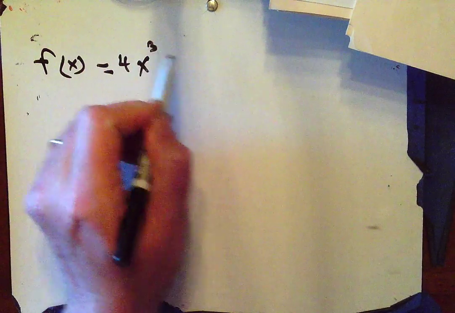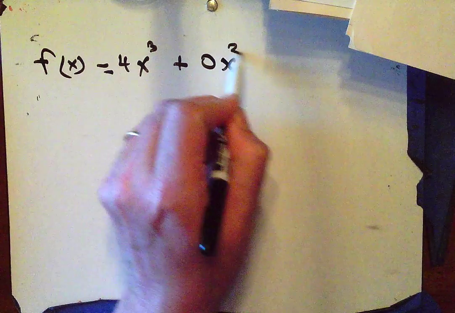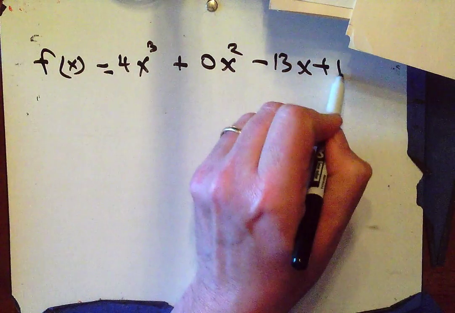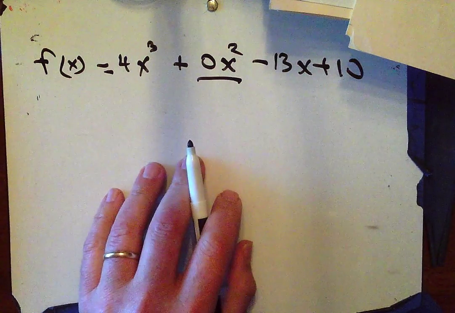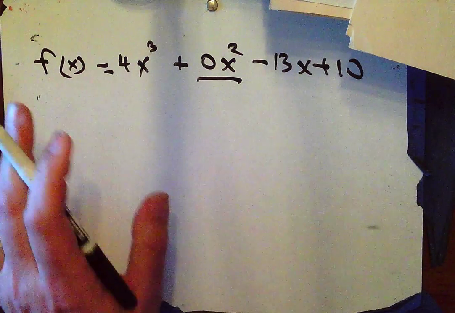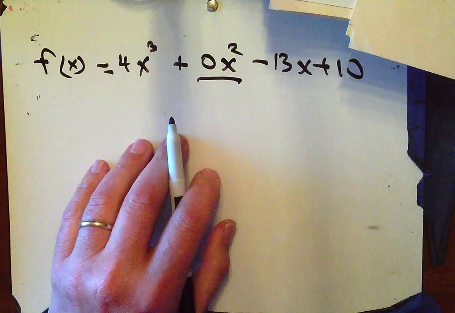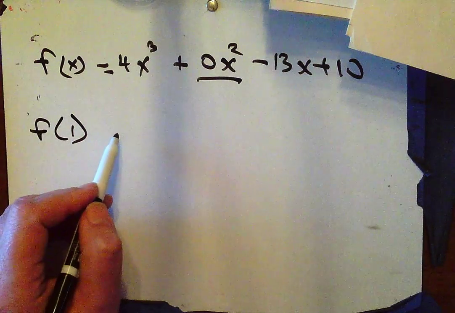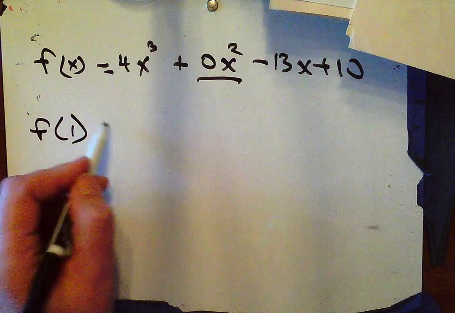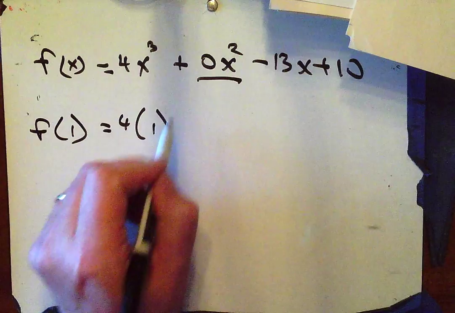How about station 2? Ooh, use synthetic substitution to find each of the given. So f of x, x to the third plus 0x squared minus 13x plus 10. Again, don't forget the 0 placeholder. Next, even though I've used the capital words here, synthetic substitution, when I ask for f of 1, most students don't use the synthetic substitution asked for. They plug in that 1.